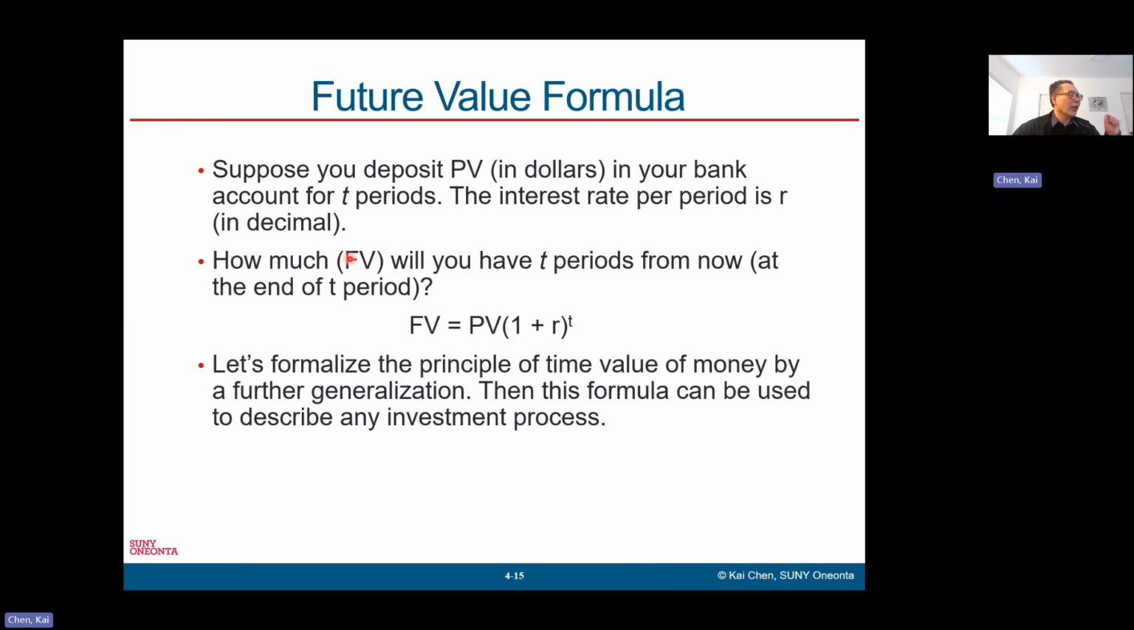We use FV to represent the dollars in your bank account at the end of T periods. Then we have this formula: FV equals PV times 1 plus R raised to the power of T. Okay, we call this the future value formula.